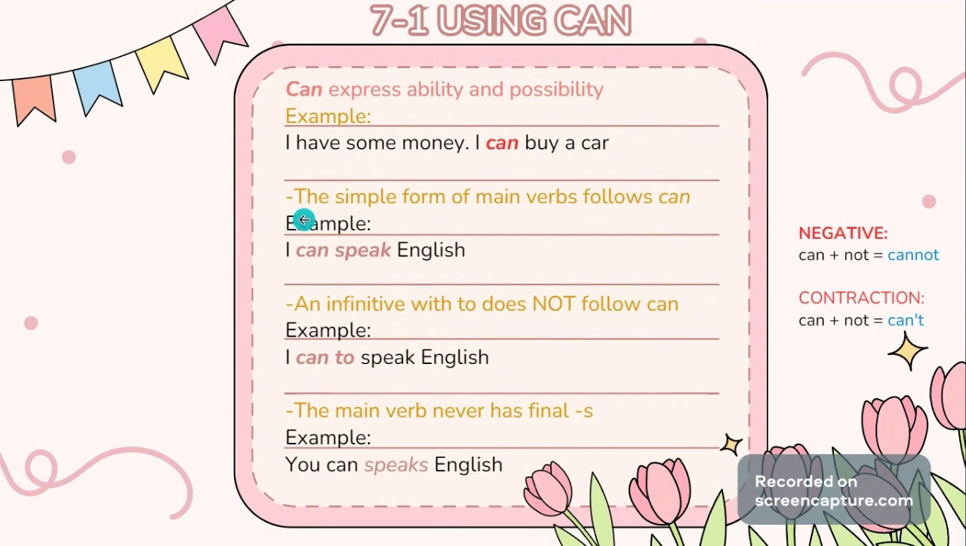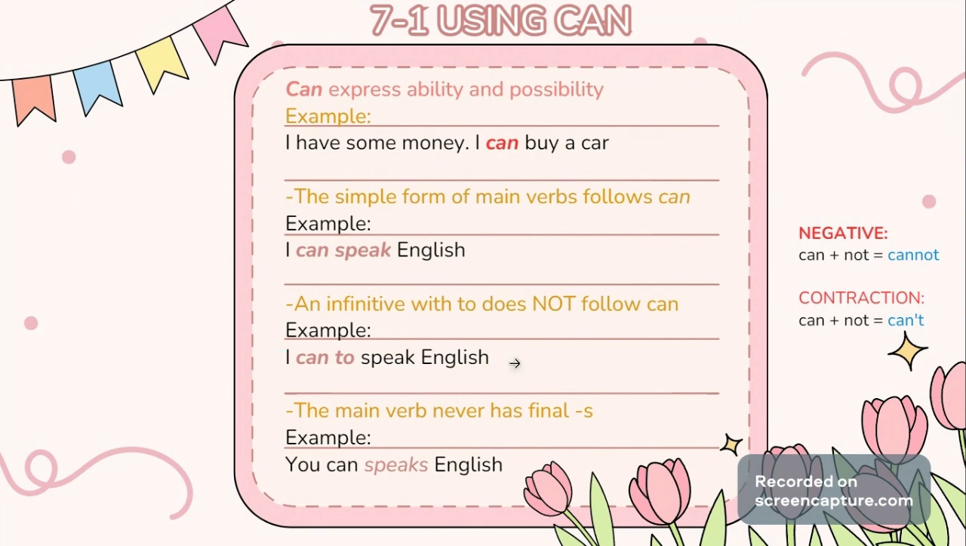And the simple form of main verbs follows can. Example: I can speak English. So, speak is a main verb, and it follows can. And an infinitive with to does not follow can. Example: I can to speak English. To speak is an infinitive, so can does not follow the infinitive, so it is an incorrect sentence.